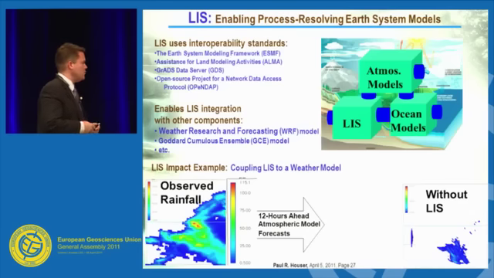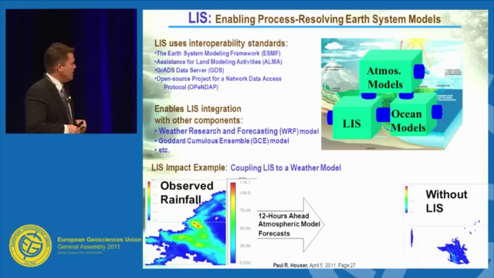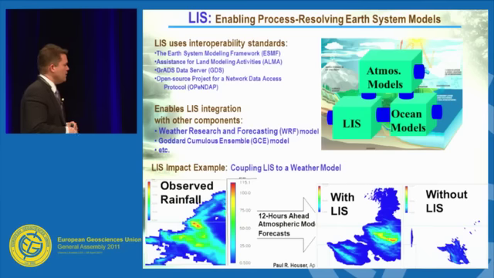This system has also been coupled with an atmospheric model, the Weather Research and Forecasting model. And given improved surface conditions, we can also improve the land-atmosphere interaction. So this is observed rainfall for, I think it's the Midwest United States. This is the atmospheric model without this tight coupling with the land information system. And with it, we get a much better simulation of precipitation from that system.